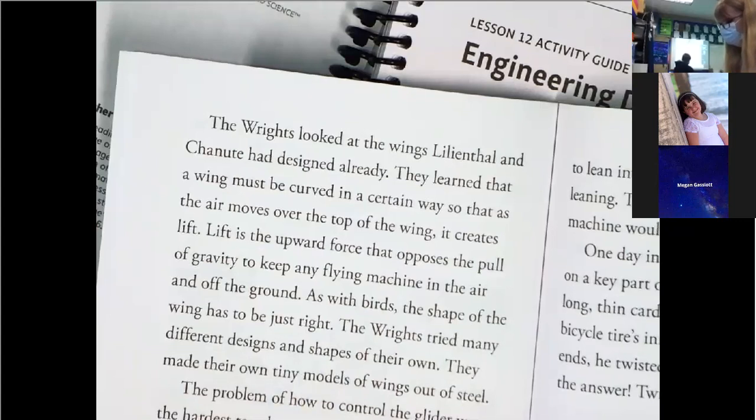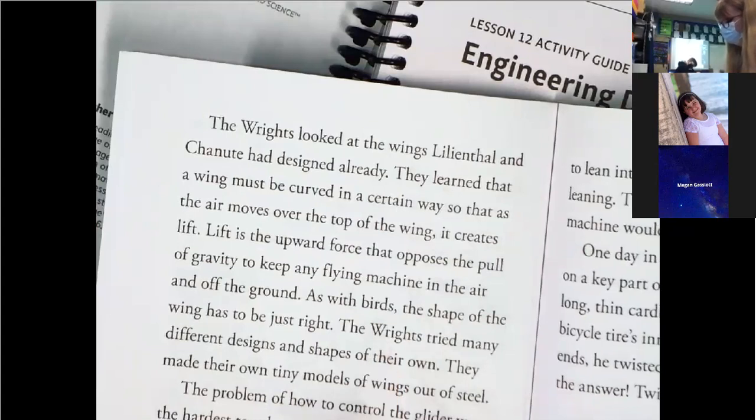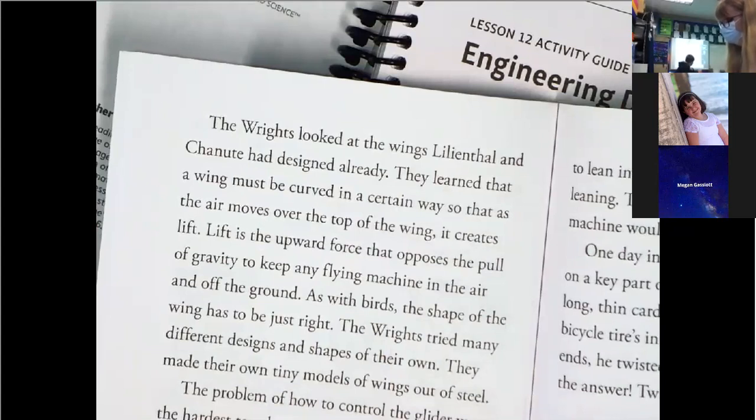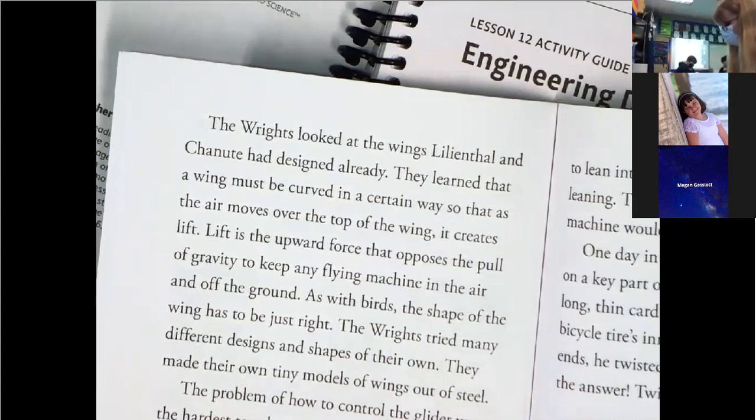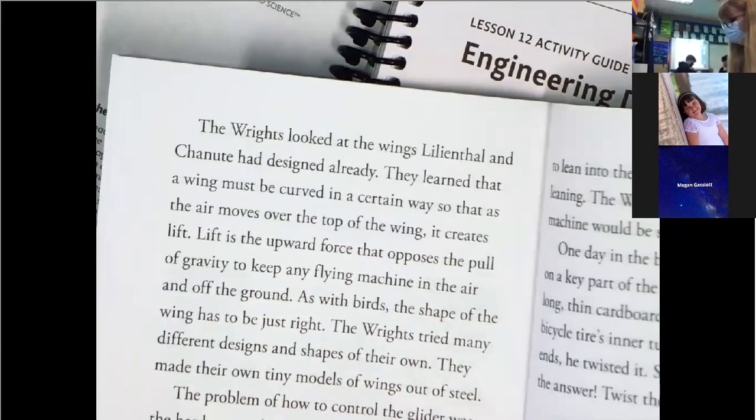So guys, there's a lot of different things you can choose from that paragraph. I don't want to tell you exactly what to write because there's a lot of different things you could choose from that paragraph that tell you what they did. They studied what Lilienthal and Chanute made. They studied birds. They made their own models out of steel. That would be create. That would be create. That would also be imagine because they researched, right?